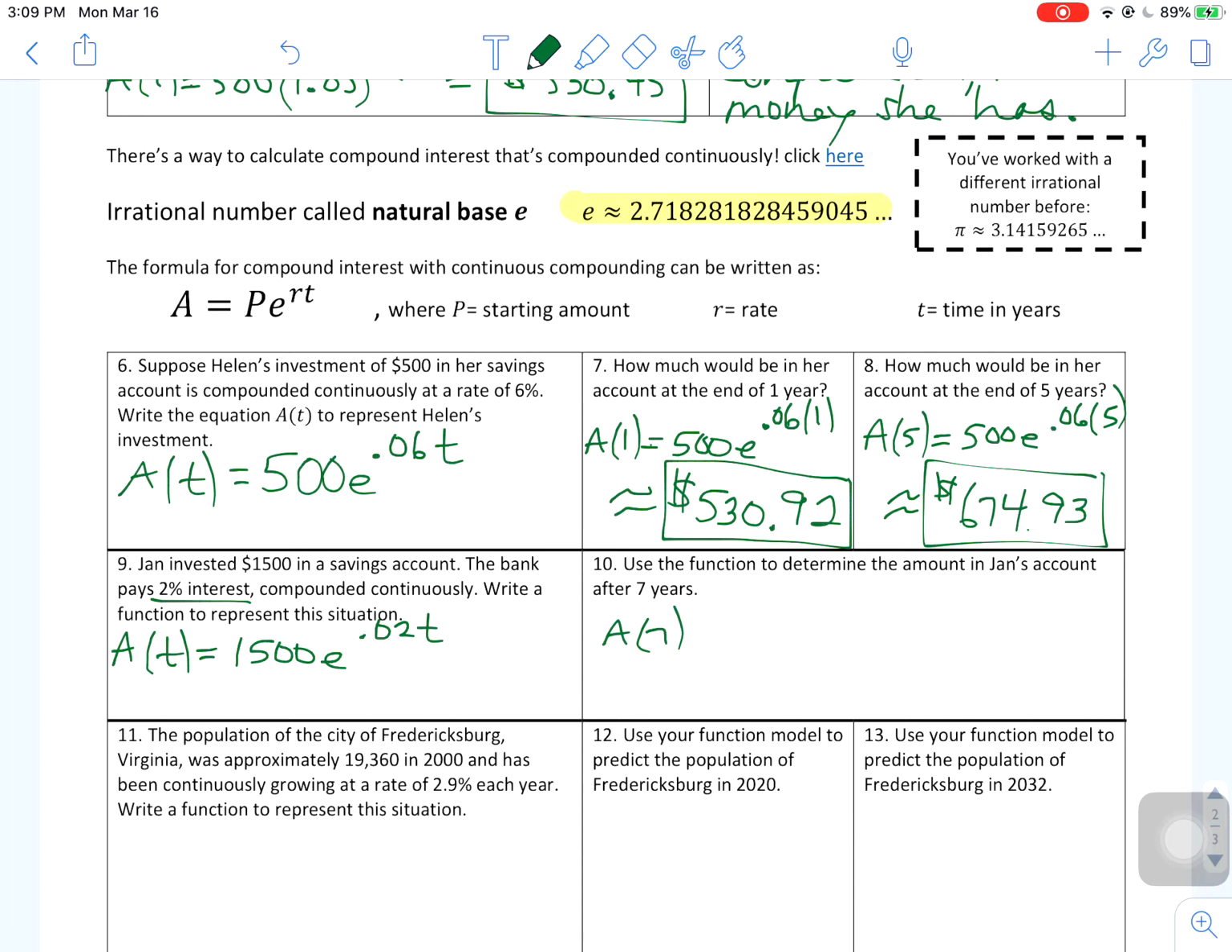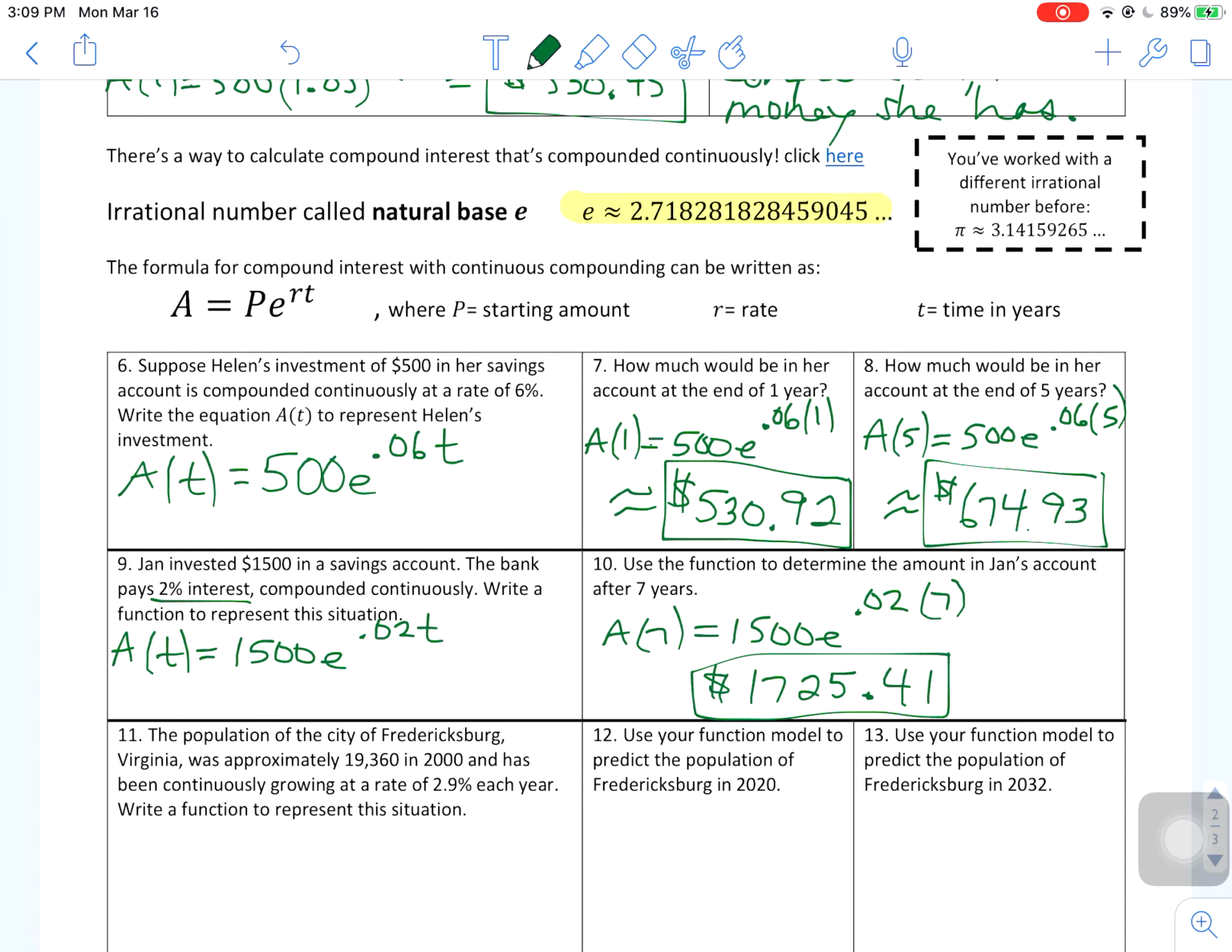So you're just plugging in 7 for the function you came up with in number 9. 1,500 e raised to the 0.02 times 7, and we get $1,725.41 when we type that into the calculator.